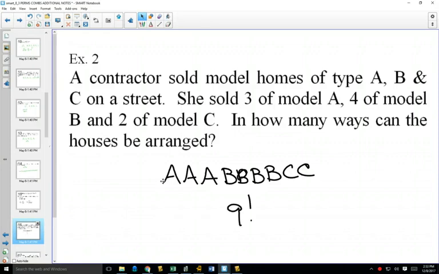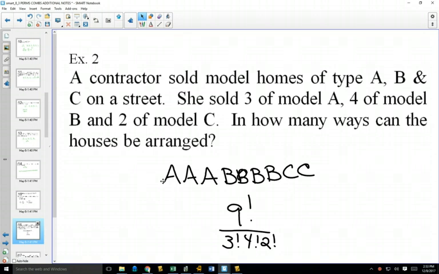Well, normally it'd be 9 factorial if they decided to make all the houses different, but since some are identical, have you driven down streets where they have like 3 different types of houses, and it's like, oh, there's that one, and then, oh, there's another one of that one.